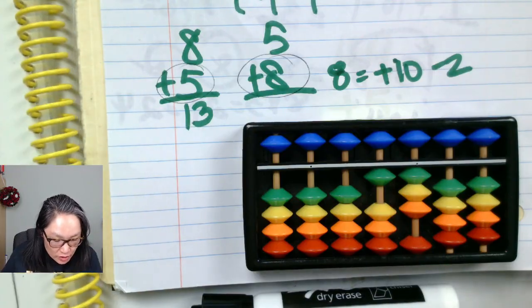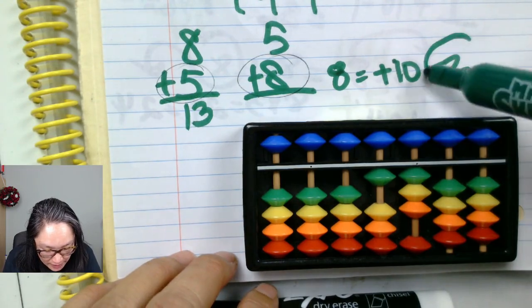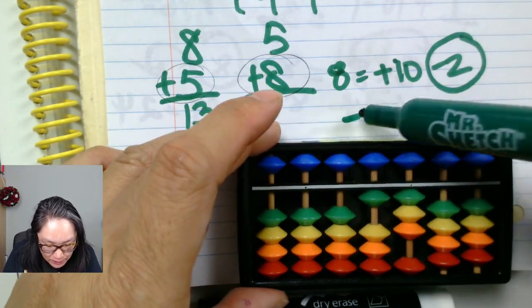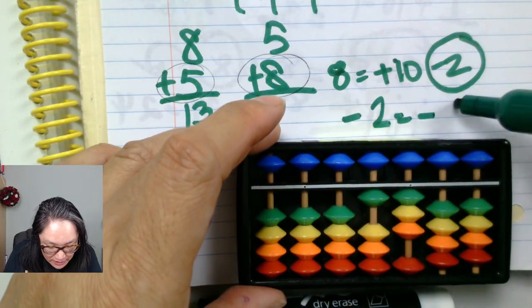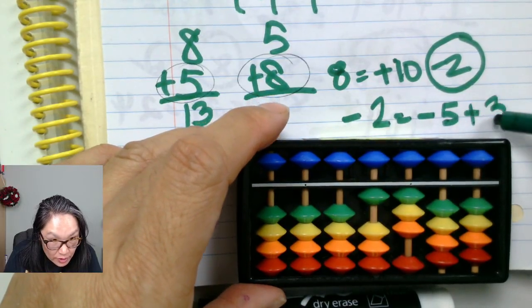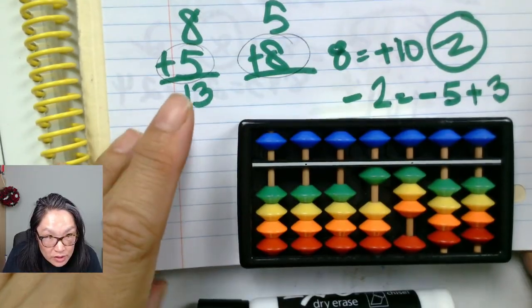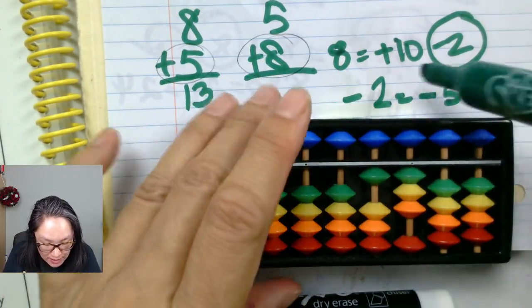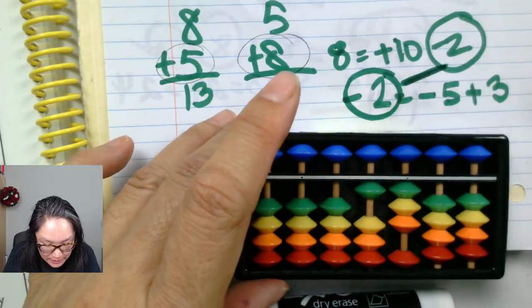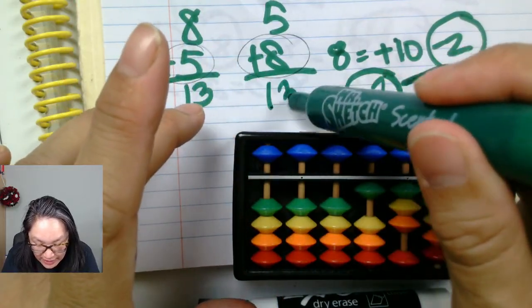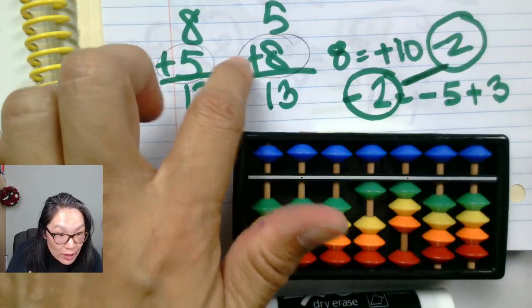So what did we just do? This is the two-step. This right here is the two-step because minus the 2 is equal to minus the 5 plus the 3. So what did we just do? What we did was a two-step. This and this is connected. So even though the answer is the same, it's different how you get there.